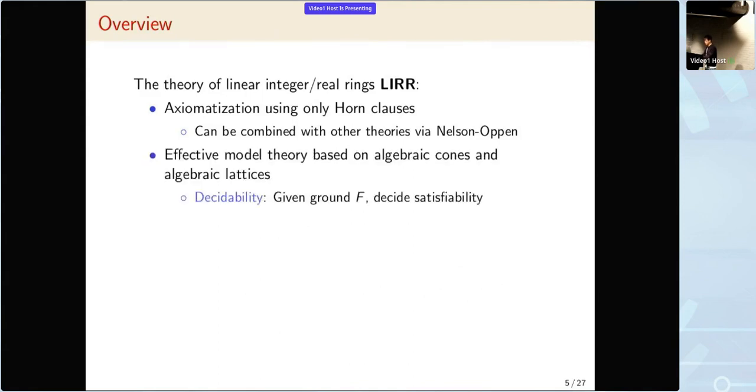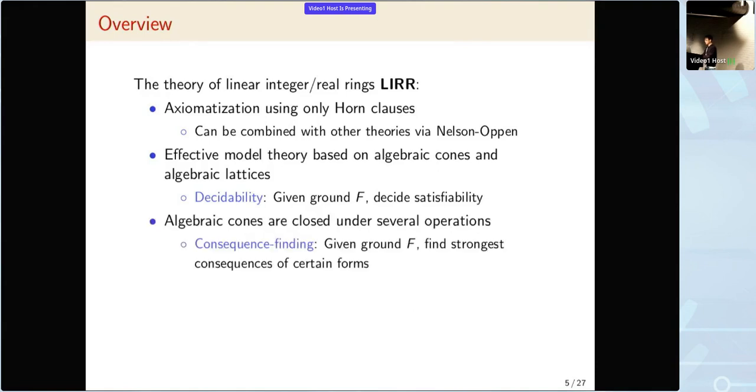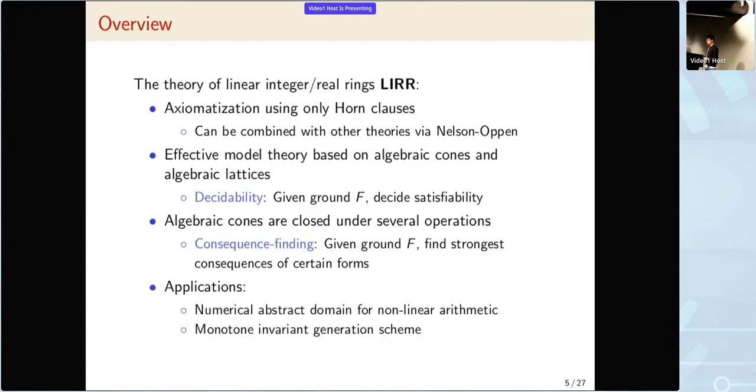We give an effective model theory based on what we call algebraic cones and lattices, and the model theory being effective allows for decidability. Given a ground formula f, we can decide if it's satisfiable. We show that algebraic cones are closed under several operations, and this in turn leads to consequence finding. Given a ground formula f, we can find strongest consequences of different forms. As immediate applications, we have a numerical abstract domain for nonlinear arithmetic, and we have a monotone invariant generation scheme, where monotone means that whenever a precondition is strengthened, the invariant that we find cannot be worse.